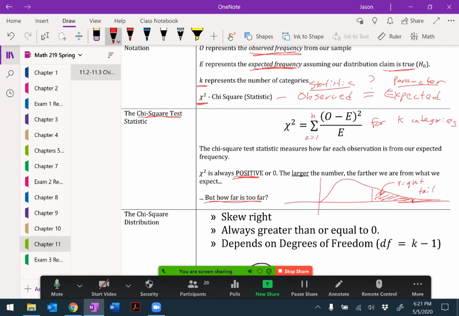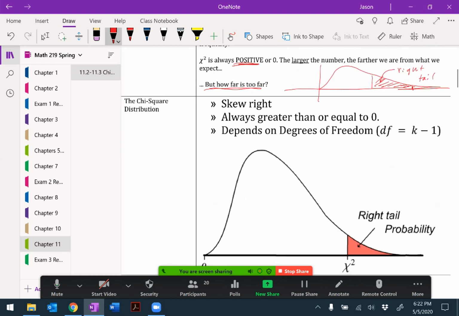Okay, so it's just another distribution that we're going to be working with. We're going to calculate chi-squared by hand one time, and then we're just going to let StatCrunch or the calculator do it from here on out. The chi-square distribution is skewed right. It's always greater than 0, and it depends on the degrees of freedom, which is the number of categories minus 1.